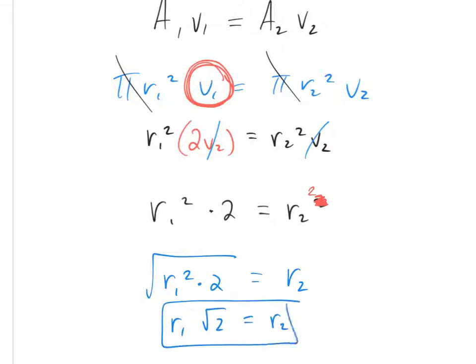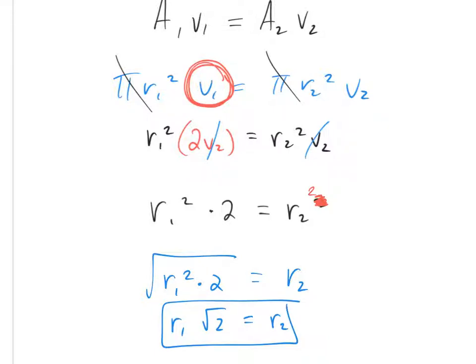So it turns out that the radius of the pipe at the further location needs to be bigger than the radius you started with. By what factor? Square root of 2. This is the factor of increase, and that's how much the radius of the pipe has to go up by.